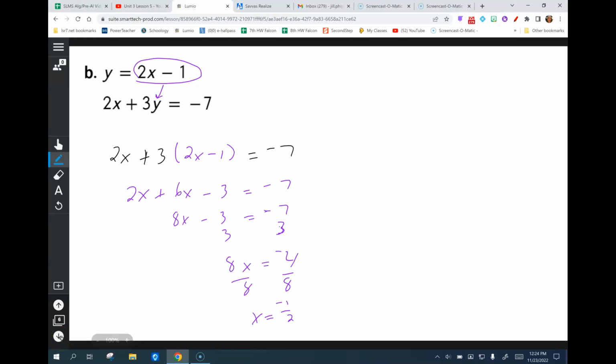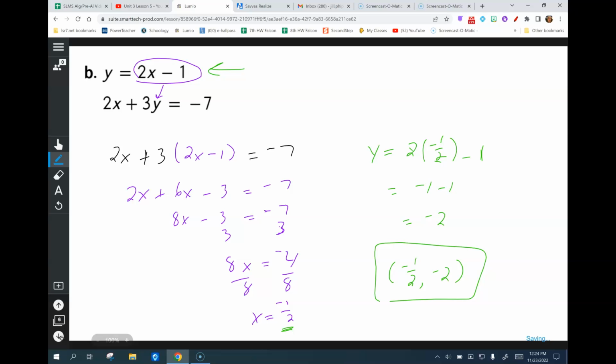Now I'm not finished. I have to go find y. So I'm going to plug it into that top equation, just because it's kind of already set up for us. So y is equal to 2 times x, and my x I just solved for, minus 1. Then I just simplify that. That's going to give me negative 1 minus 1, negative 2. So my answer is (negative 1/2, negative 2). Okay, and hopefully you got that also.